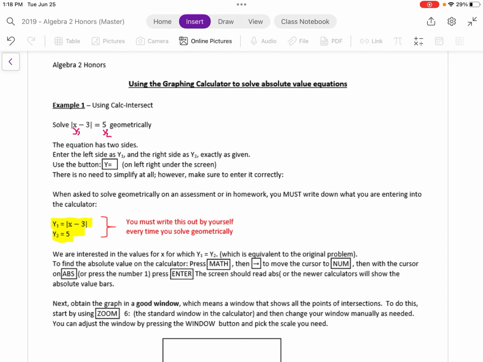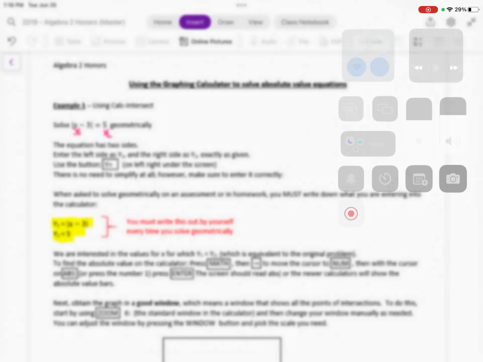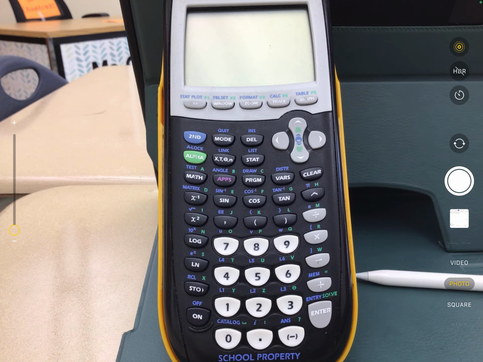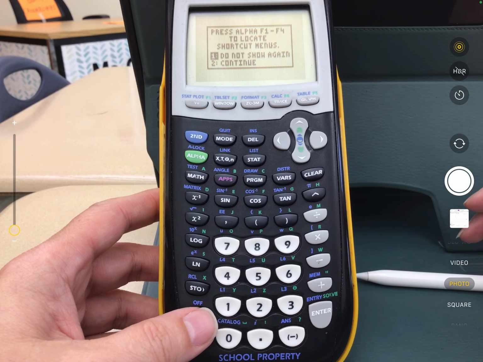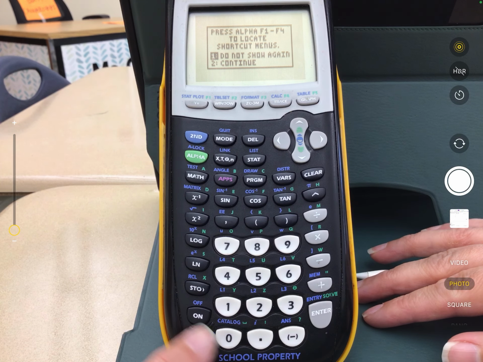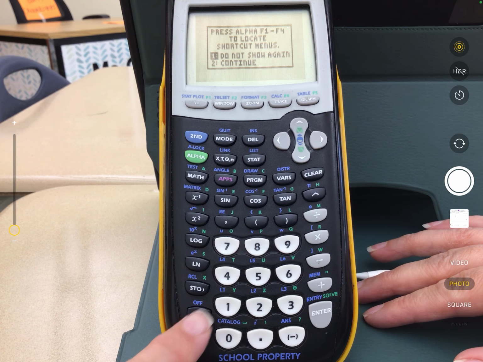So, let's hope I do this right. Insert camera. Oh no, I don't do it. Let's see. Maybe I'll do it this way instead. Camera. I'm hoping this works. I hope this records. Let's turn it on. Okay, the on button is down here.